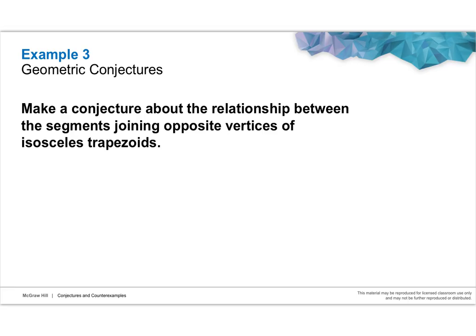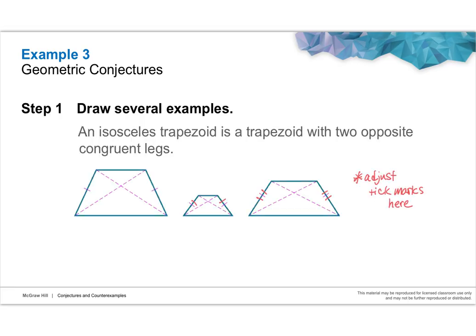And in example 3, we start to make conjectures on geometric ideas. So it says make a conjecture about the relationship between the segments joining opposite vertices of isosceles trapezoids. So first of all, what is an isosceles trapezoid? An isosceles trapezoid is a trapezoid with two opposite congruent legs. So you can see the tick marks on this first figure right here. These would be the legs, the sides that are not parallel in the trapezoid. And so we would see that they have tick marks on them.